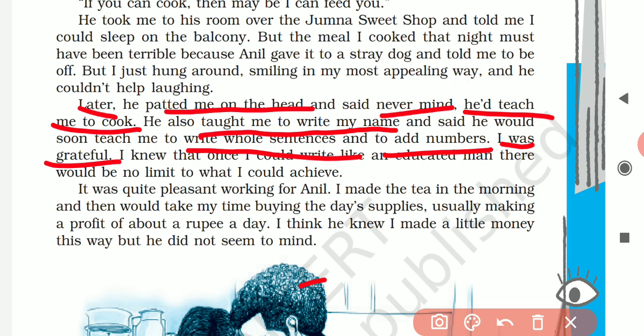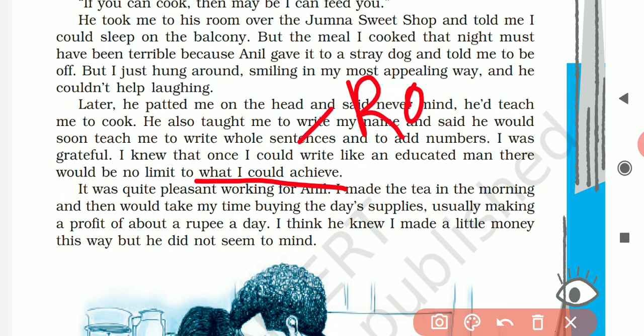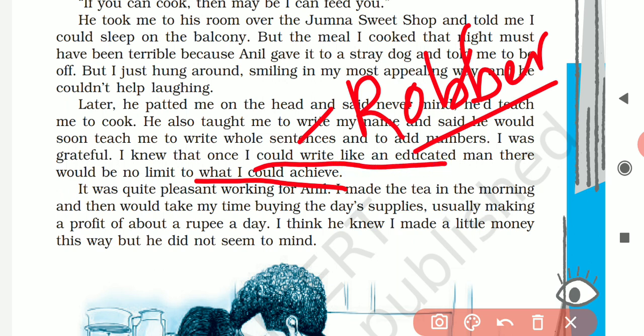"I knew that once I could write like an educated man, there would be no limit to what I could achieve." Oh my God! You see, the child has also decided how this reading and writing is going to help him in his robbery. It means that he has decided to become a robber in mind. He has decided to make himself a great rover, right? He is still practicing robbery, but the boy says that if he could write like an educated man, he would look more smart. He can communicate with educated people, he can easily convince them, he can easily win the trust of the people. And then there would be no limit to what he could do.